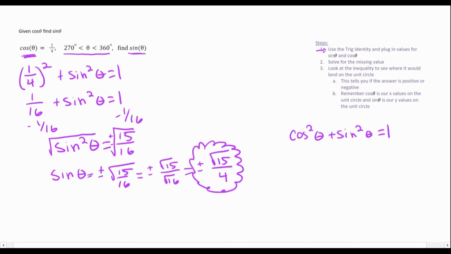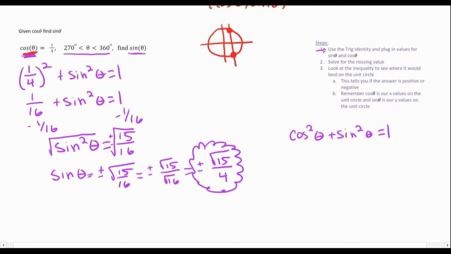And I'm almost finished. Because I know my answer can be positive or negative, let's look at y really quick. If I am looking at the unit circle here, remember it is a circle, and the first information I was given is that cosine of theta, which represents the x values on our unit circle, is equal to 1/4. So the x value is 1/4. Let's say that lands right here. That means that my sine theta, my y value, is going to be one of two things, because it can either be positive up here or it can be negative down here.